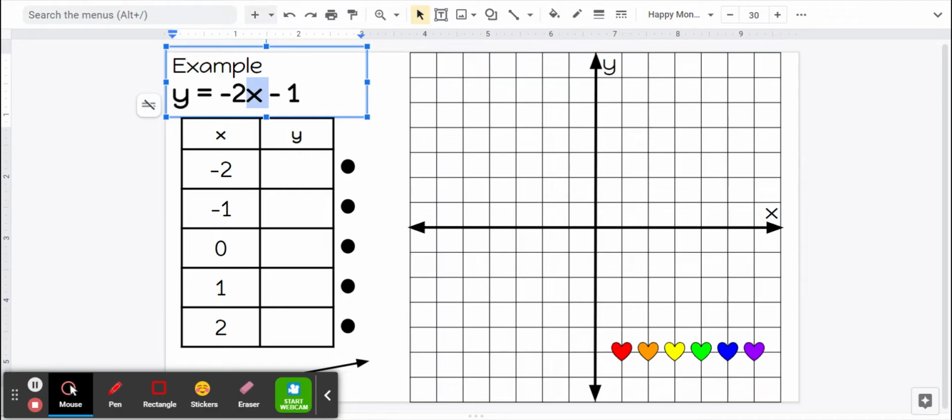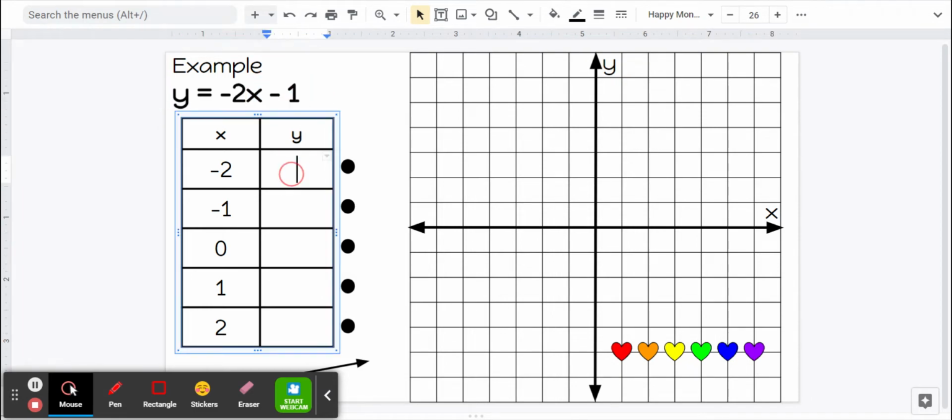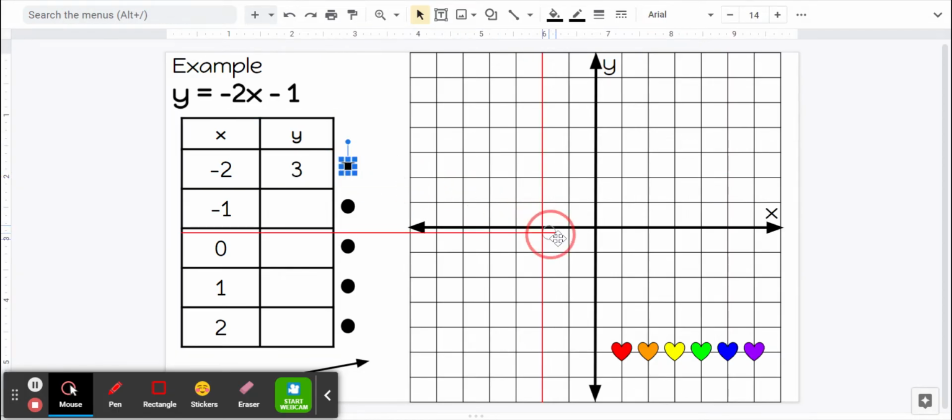All right, so this equation says y equals negative 2x minus 1, which means negative 2 times x minus 1. We have to multiply first before we subtract. So negative 2 times negative 2 would be positive 4. Then positive 4 minus 1 would be 3. So we're going to graph negative 2, 3. So starting at the origin, we're going to go backwards 2, hop on the elevator, and go up 3.